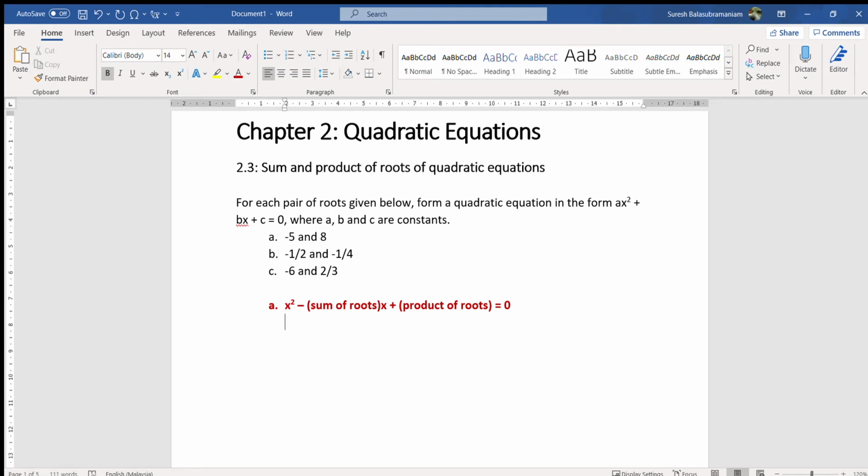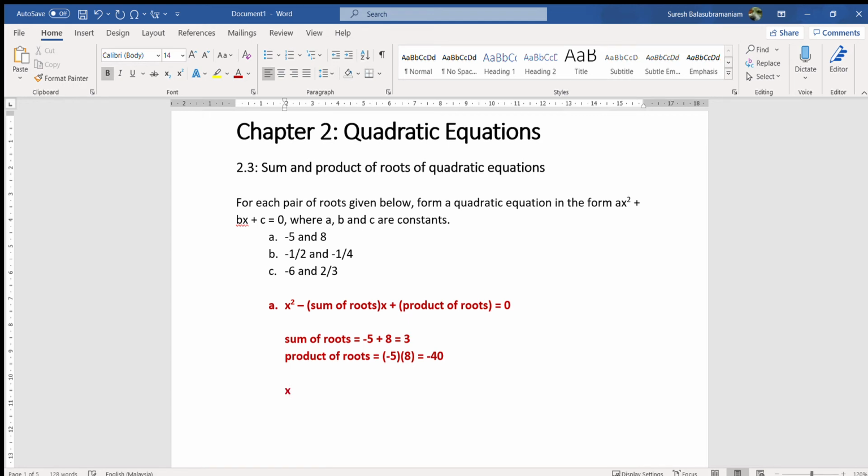So this is given, the formula is given. So we have the roots now in this question. Okay, so we'll find the sum of roots. Sum of roots equals to -5 plus 8, that will be 3. And we can find the product of roots. Product of roots is -5 multiply 8, so -5 multiply with 8, you get -40.